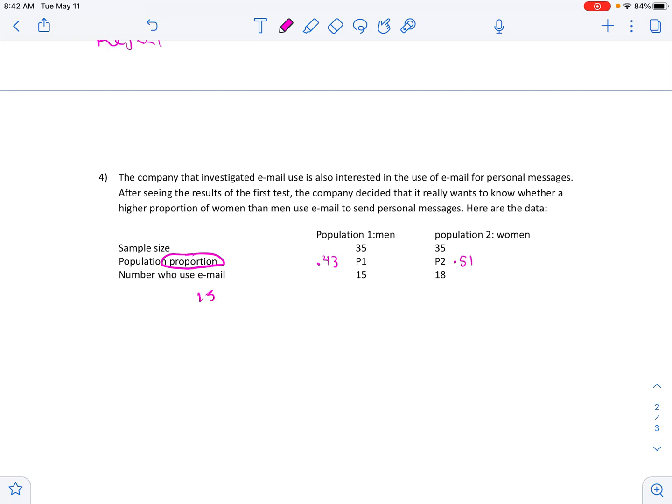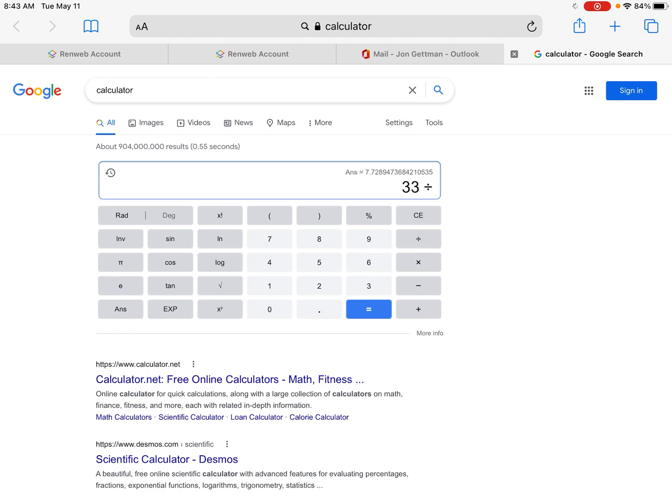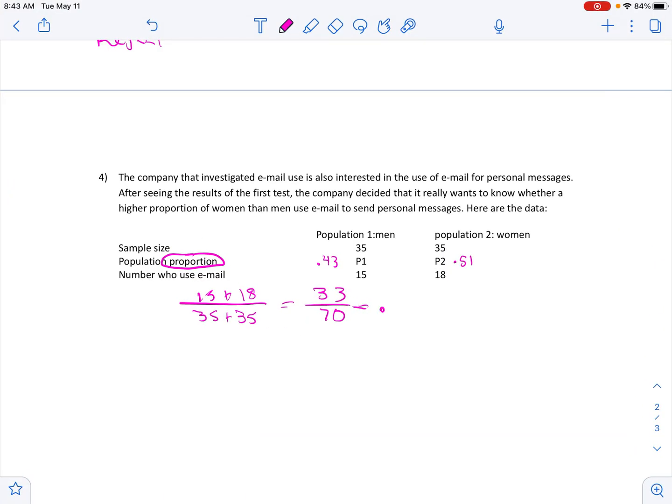So it's 15 plus 18 divided by 35 plus 35. So that's out of 70. We have 33 out of 70, which is 0.47. So that's a pooled proportion. I already found the proportions. So for this one, I went 15 divided by 35, and that gave me 43%. I went 18 divided by 35, and that gave me 51%. So just to point out where I got those.